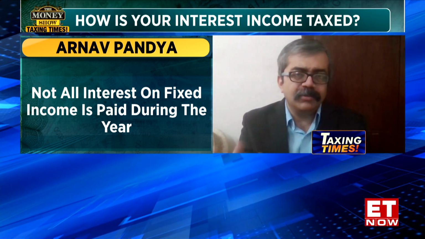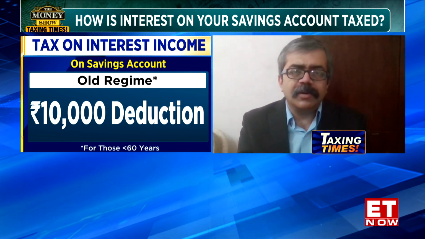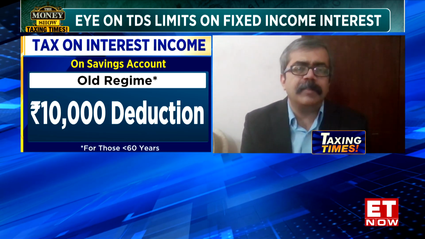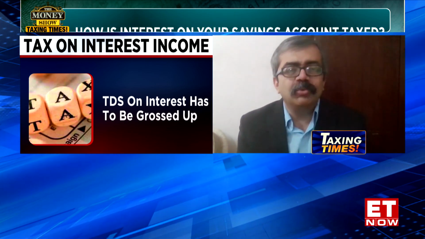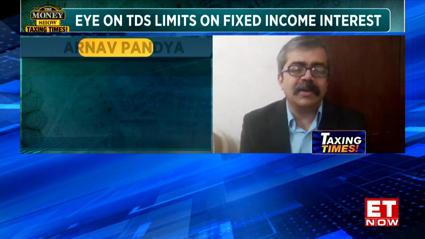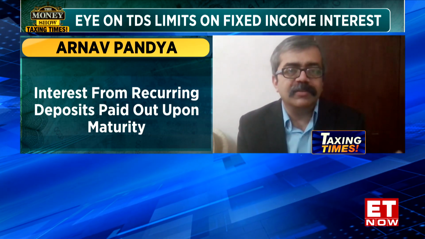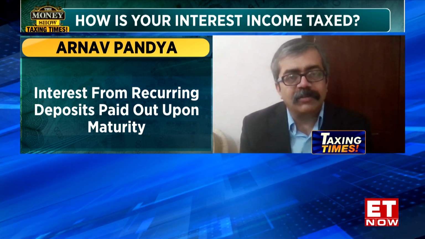The similar case happens with a recurring deposit, where the interest which is earned will be paid out only at the time of maturity. So the first part of this equation is that you actually record. The second part which comes in is that you record the right figure. So when it comes to the savings bank account, you need to get the figures for the year and then show it at the time of filing of your return.